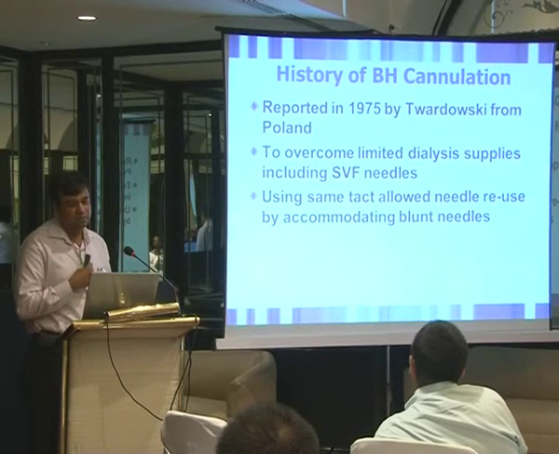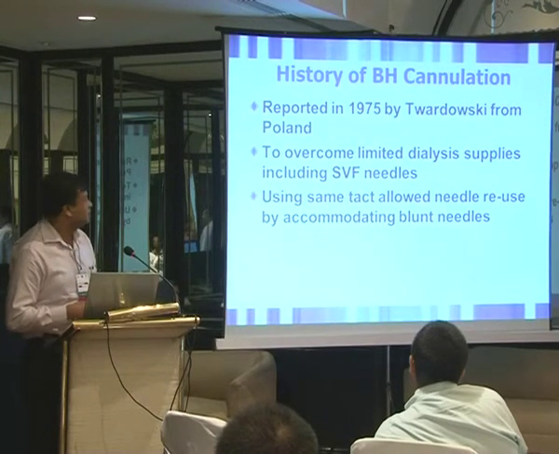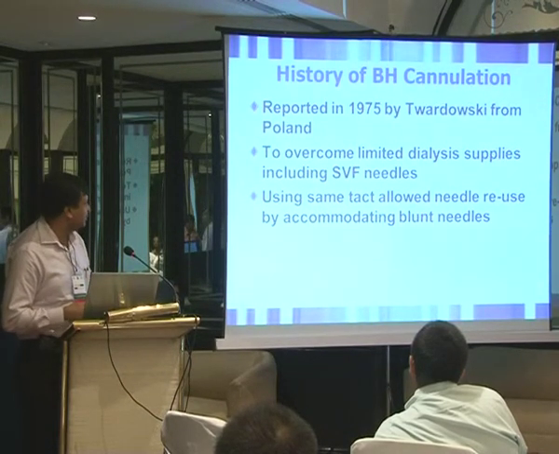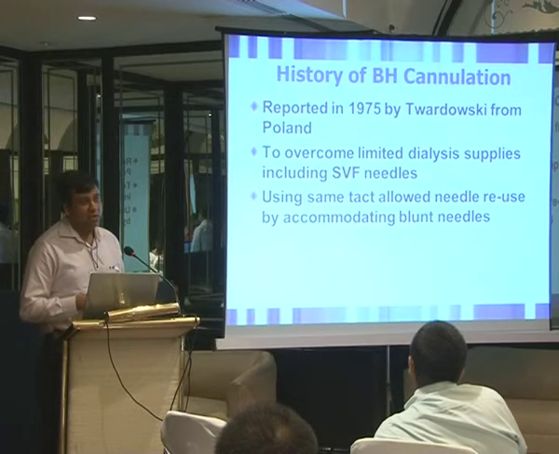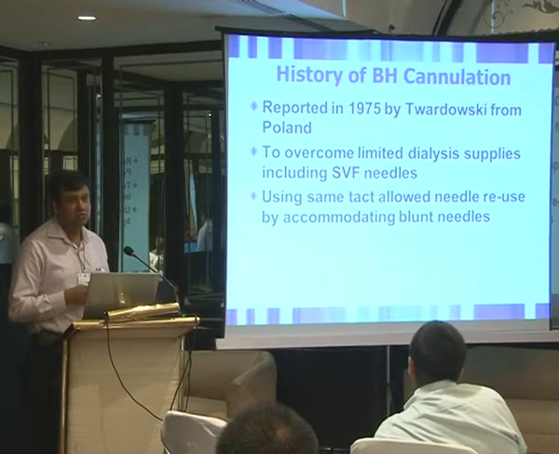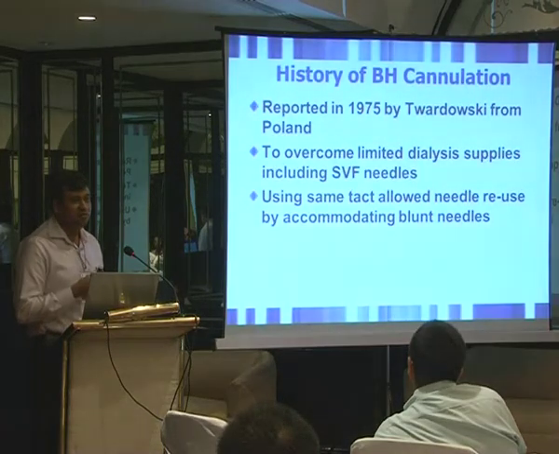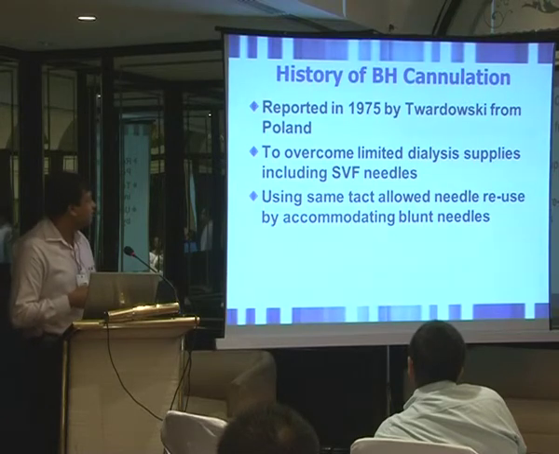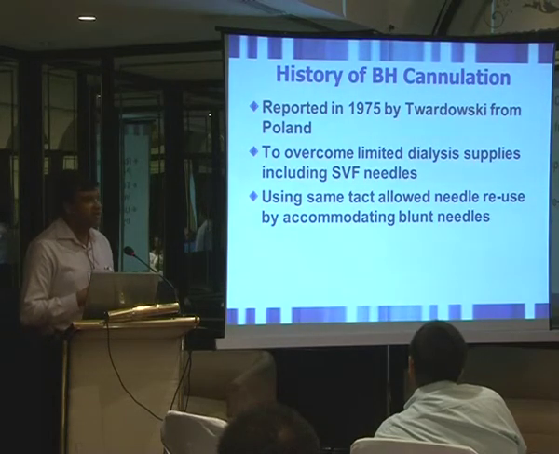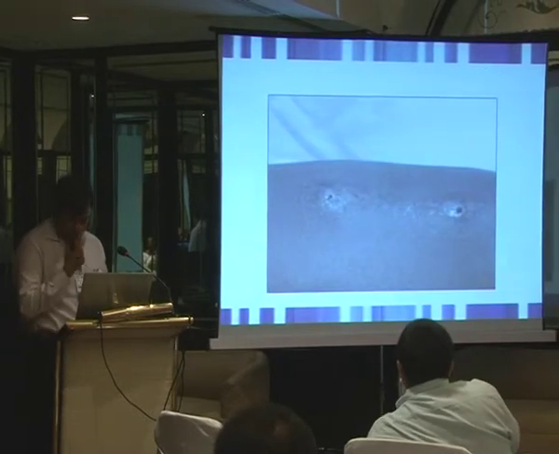It was first reported from Poland by Twardowski in 1975 to 77, first in Polish and then in English literature. What he faced was acute shortage of dialysis supplies, and that included the AV fistula needles, and he was forced to reuse them. So if you reuse the AV fistula needles, they tend to get blunted. And he found that if you use the same tract again and again, you can use those blunted AV fistula needles. And this is what he described initially in 1975 and 77.